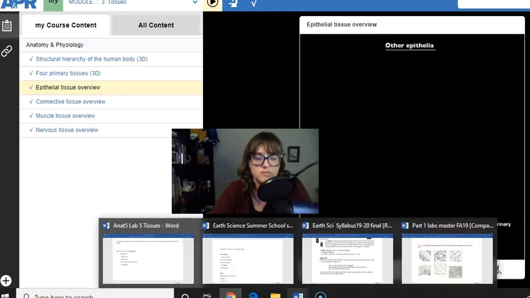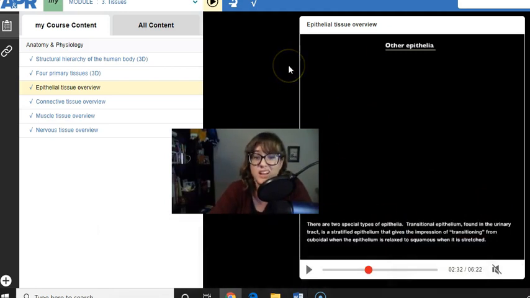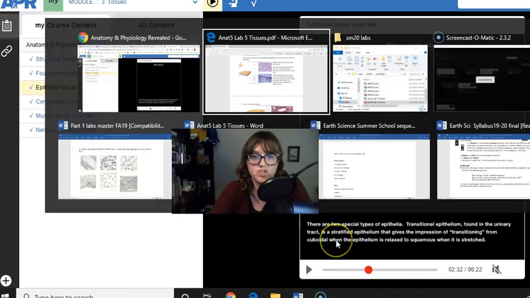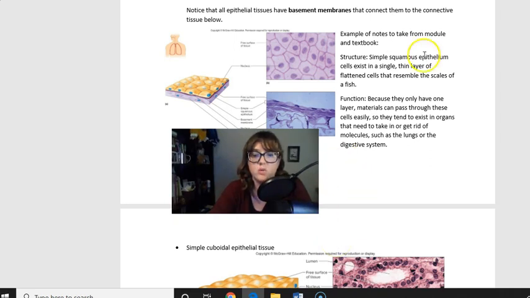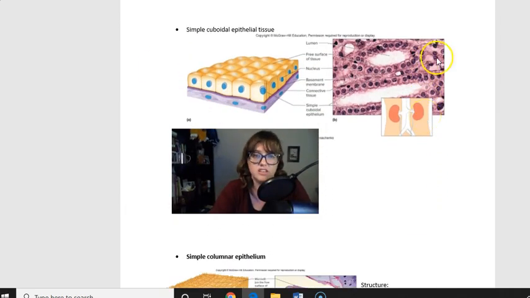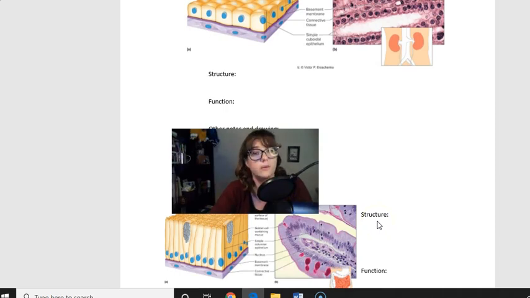So stratified just means layers. There are stratified columnar, pseudo-columnar, etc. None of those are necessary for this lab. But make sure as you're going through this, you're taking notes on what is actually relevant to the lab, because these are the things I'm going to be pulling questions from for the lab practicals.